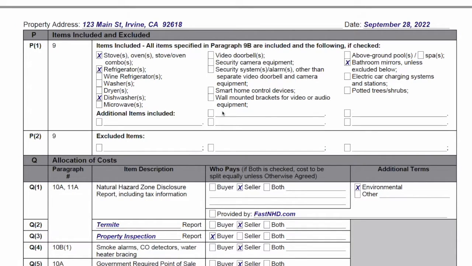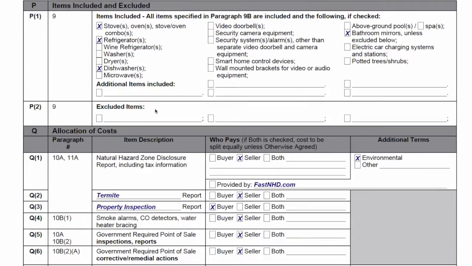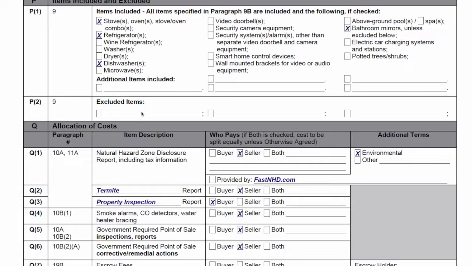So you'll have things like wall-mounted brackets for video or audio. So, like for example, with TVs that are increasingly mounted to the wall, the mount stays, but the TV gets taken off. It's kind of weird. But if you want the TV to be added, you need to write it in here. If not, you're just going to end up with wall mounts and your buyer wondering who took the TV. So check as much as you can. That's the moral of the story here. If you want something that's not going to be excluded but would otherwise be affixed or included, you'll check the box and you'll write that there.